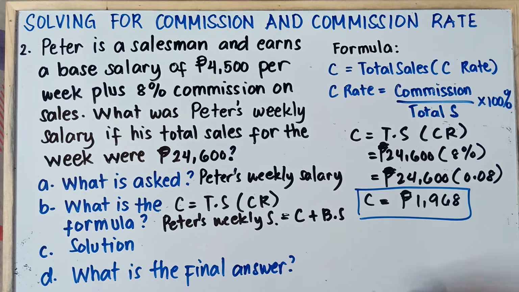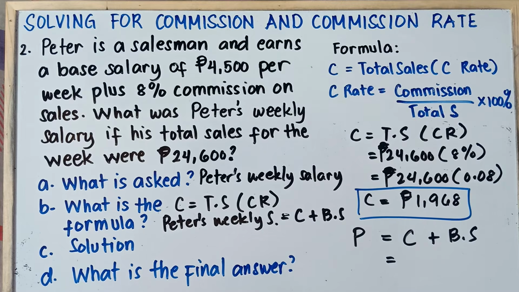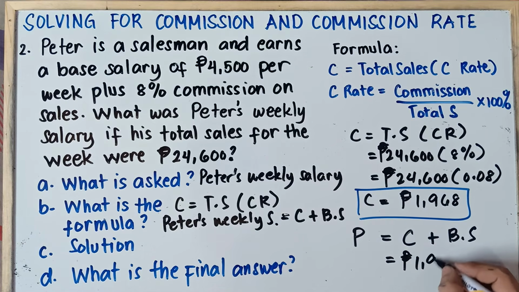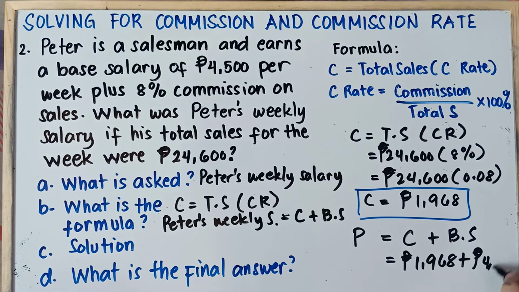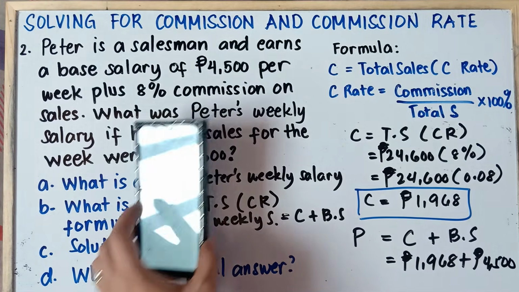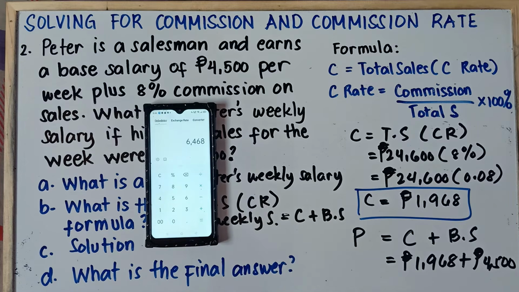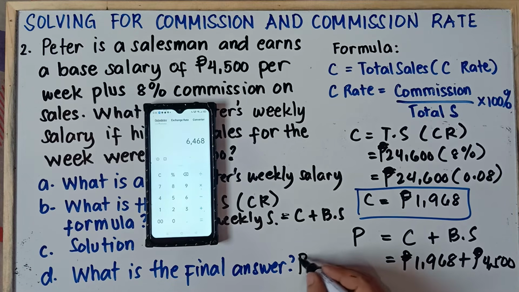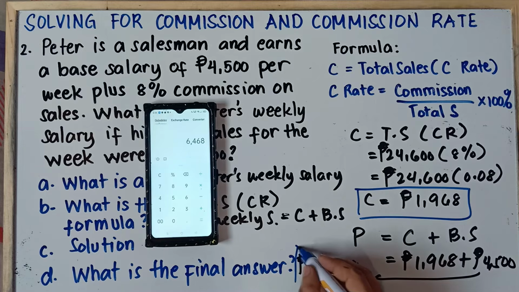Now, to get Peter's weekly salary, Peter's weekly salary is equal to the commission plus the base salary. So the commission is 1,968 plus the base salary, or the basic salary, 4,500. Add this up: 1,968 plus 4,500. And Peter's weekly salary, class, the answer is 6,468. So this is the final answer, class.